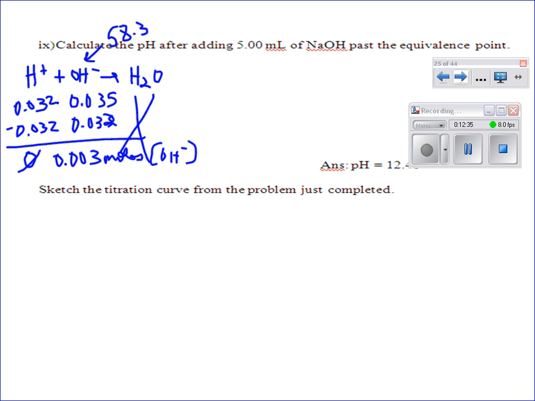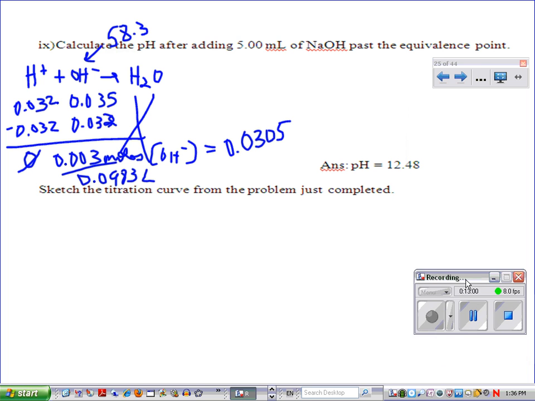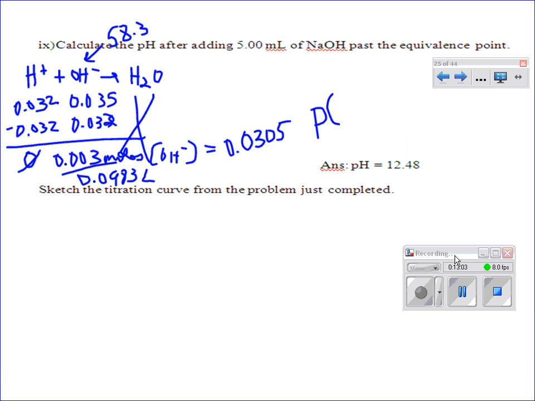So if we divide by the total volume, it was our 53.3 plus the 5, which is 58.3, plus the original 40, that's 0.0983 liters. So our OH- concentration is equal to 0.0305. If we take the negative log of that, we end up getting a pOH. And what pOH did you get? 1.52. And when you subtract that from 14, you get 12.48.